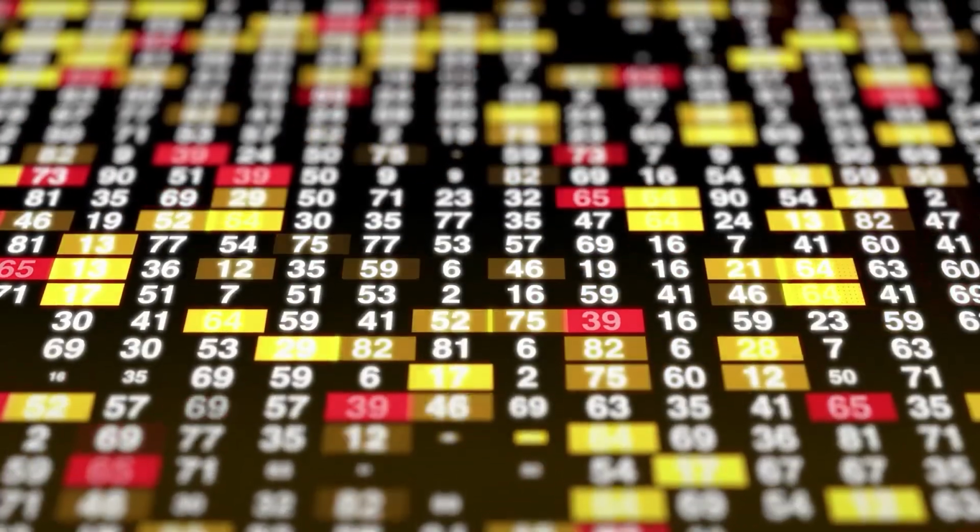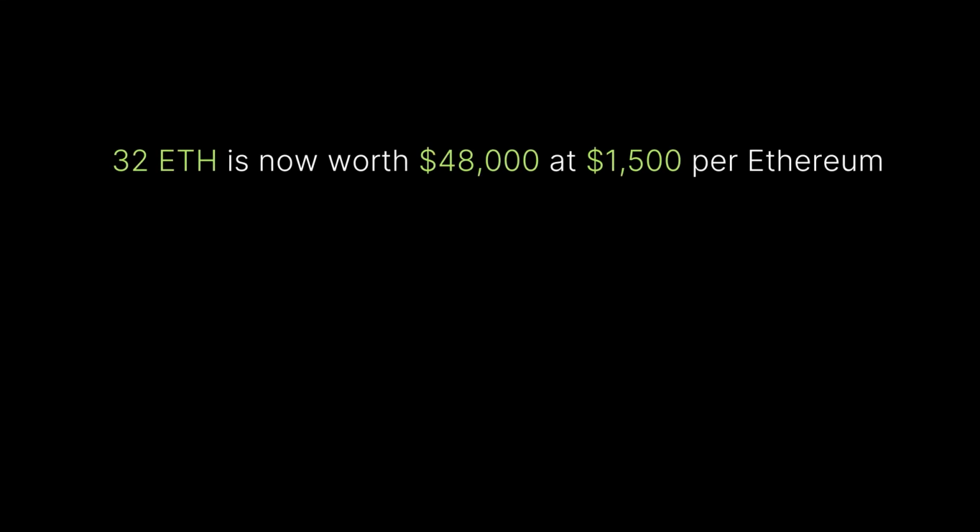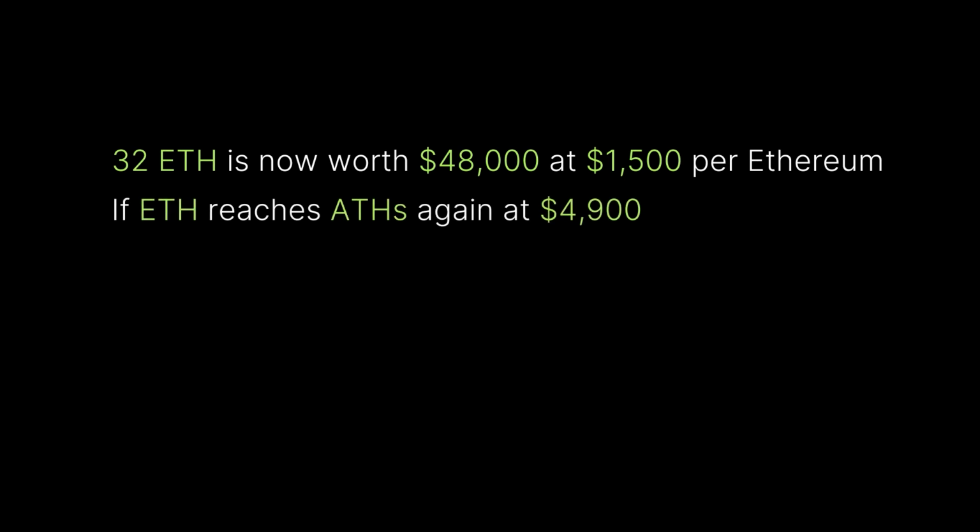As stated previously, 32 ETH are required to be a staker, but over time, the price of Ether can potentially increase, meaning if 32 ETH are now worth $48,000 at $1,500, when the ETH price reaches its all-time highs again at $4,900, it will be worth $157,000, setting up the network to whale stakers only.